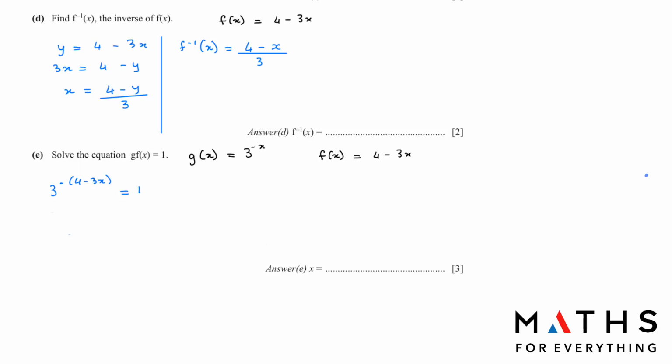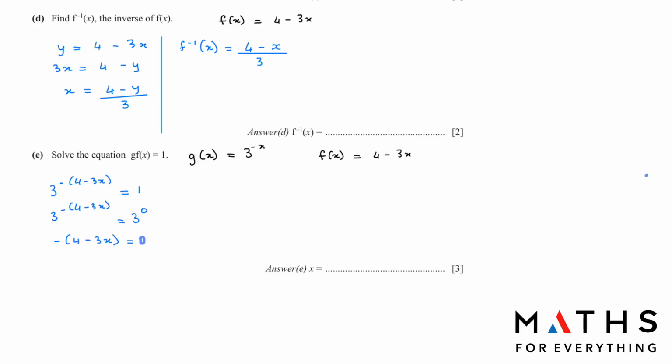Now there's a rule in indices that if the base is the same, the powers are the same. I hope you are aware that any number to the power of 0 is equal to 1. So if I want to make the base 3 here, because there's a 3 here, I can write it as 3 to the power of 0, which is the same as 1. Now that my bases are the same, they get cancelled, and I'm left with the powers.